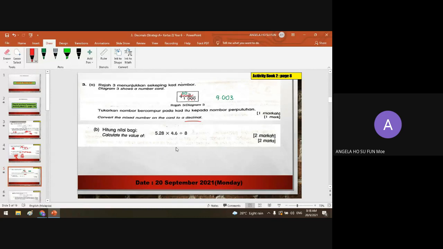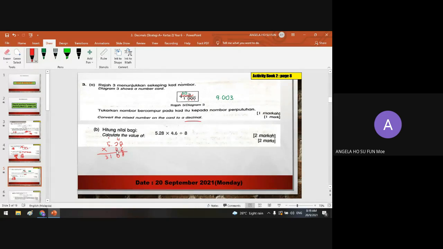3.036. Okay, 3.036. We see whether your answer is correct or not. So we do together here. Starting from, okay, put 5.28 multiplied by 4.6. All right, 6 times 8, of course, 48. 6 times 2 is 12 plus 4, 16. 6 times 5, 30 plus 1, 31.